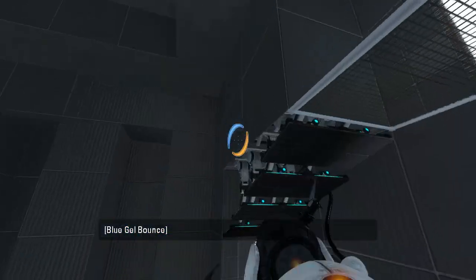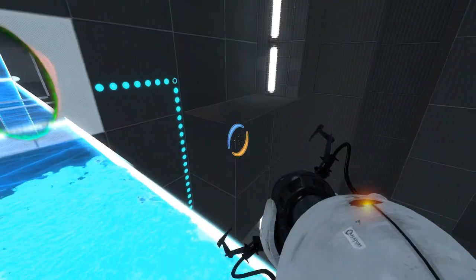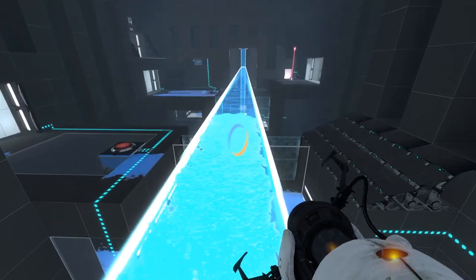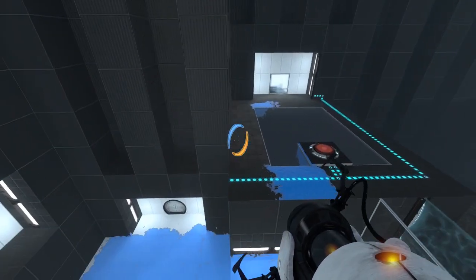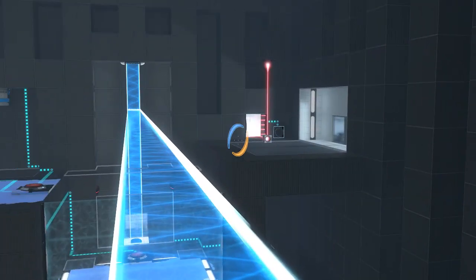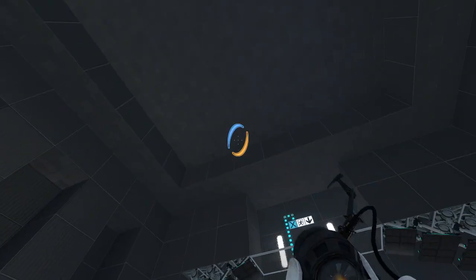How do we get up there? Like, I just need to get to the exit and then I'll be done. I can't figure out how to get to the exit, though.